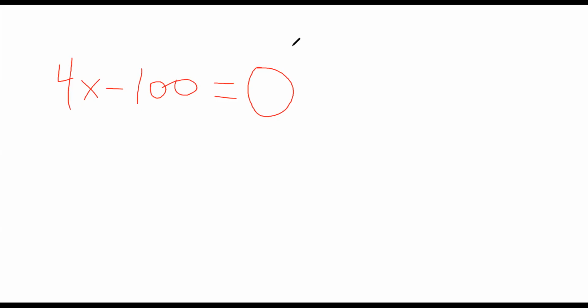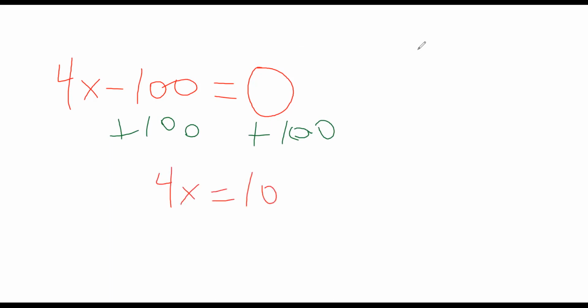The first thing we're going to want to do here is do what? Move the 100 over. Does everyone see that? Because that will get the x by itself. It'll still have the 4 in front of it, but that's at least one step in the right direction. So I'm going to add 100 because that's the opposite operation of subtraction. So now we have 4x equals 100.